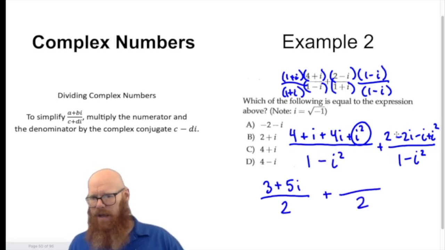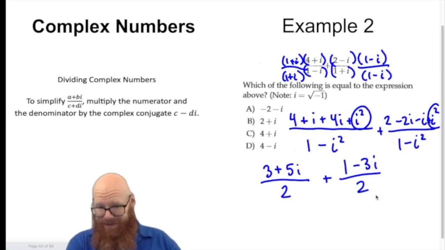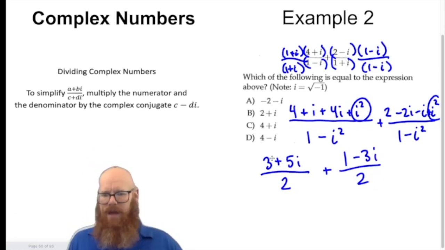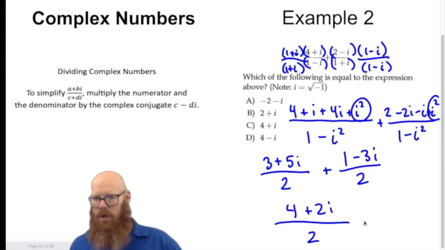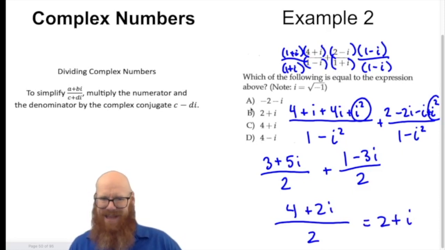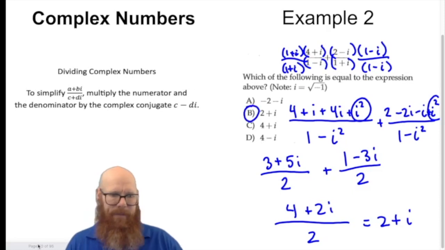And then here I have 2, but i squared is negative 1. So 2 and negative 1 make 1. And then I have minus 3i. Finally, I guess I have 2 more steps. So now I can combine like terms. So 3 plus 1 is 4. 5i minus 3i is 2i. And that's all over 2. So if I divide everything by 2, I get 2 plus i, which is answer choice B.